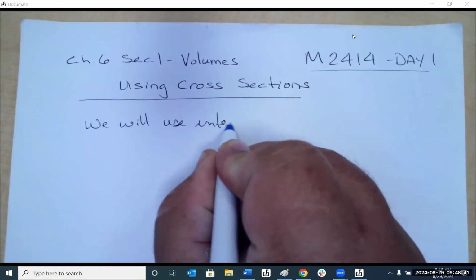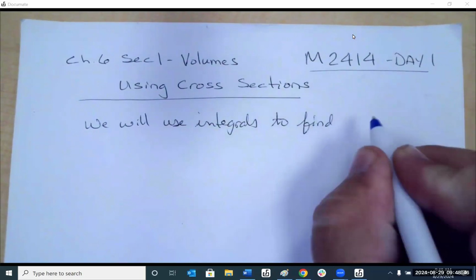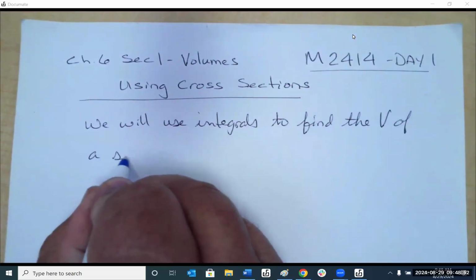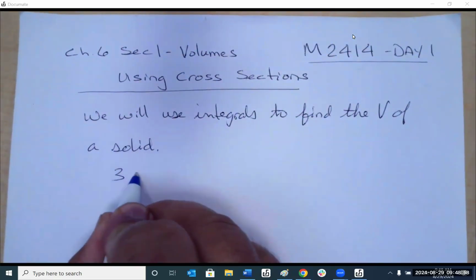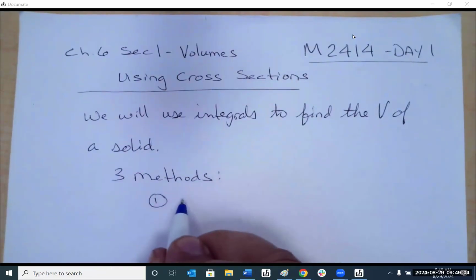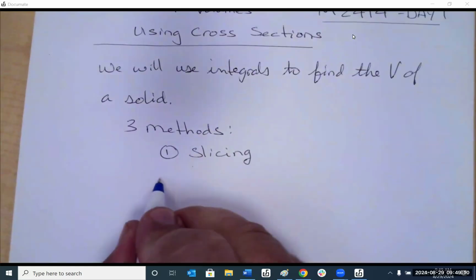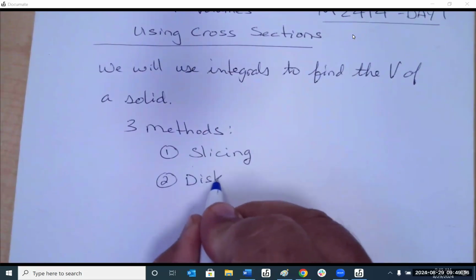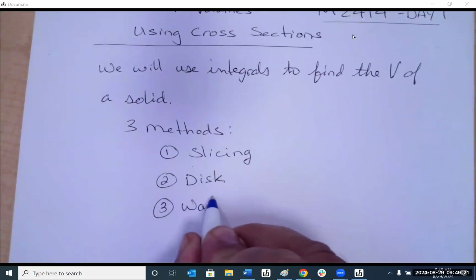We'll use integrals to find the volume of a solid. We're going to discuss three methods: slicing, the disk method, and the washer method.